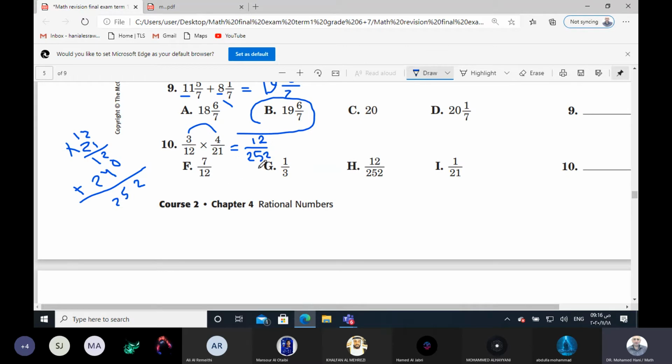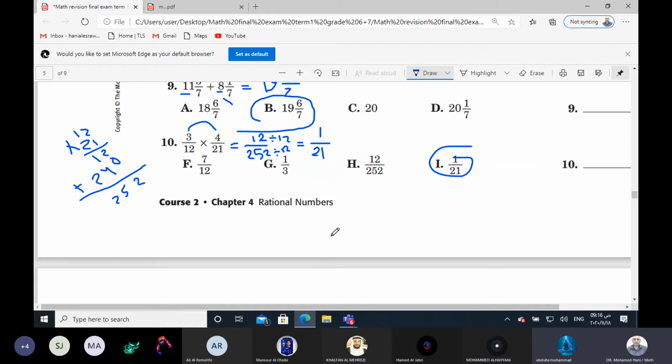Now find the GCF between them, will be 12. So divide up by 12 and divide down by 12. 12 divided by 12 will be 1, and 252 divided by 12 will be 21. So the answer will be 1 over 21. Okay? Okay, mister, we get it.